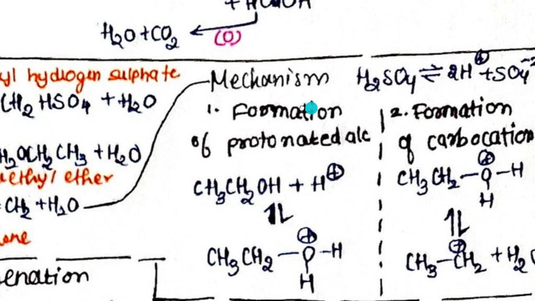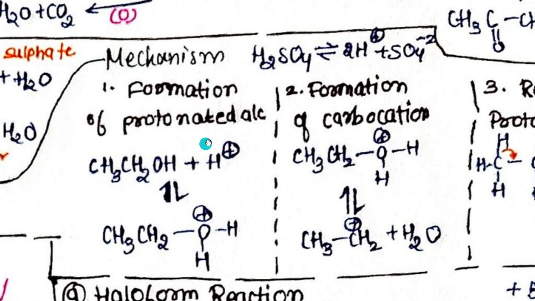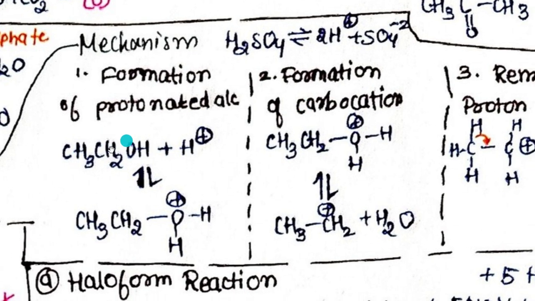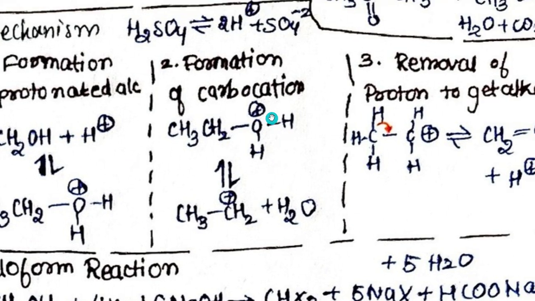Now coming to the mechanism for the formation of that ethene. The first step is the formation of protonated alcohol. So CH3CH2OH plus H plus, in the form of a reversible reaction, will give a product like this. Hydrogen will go and attach to oxygen.